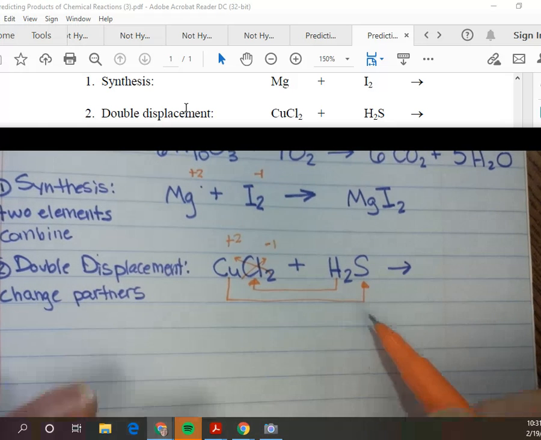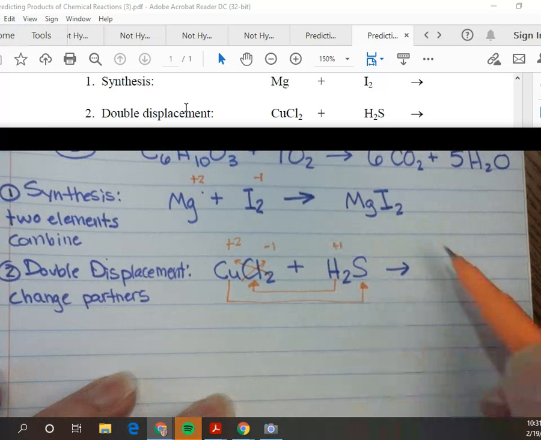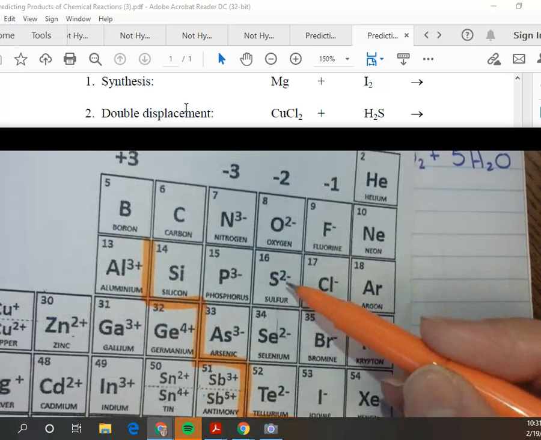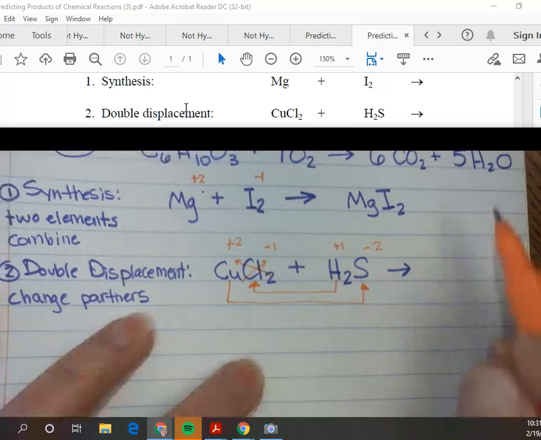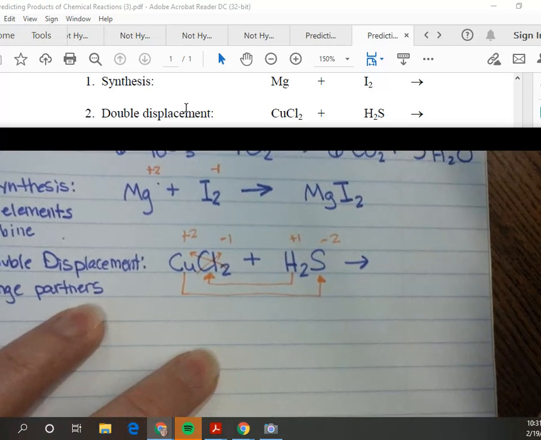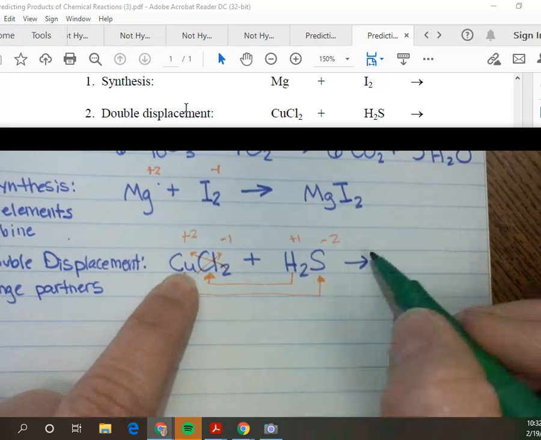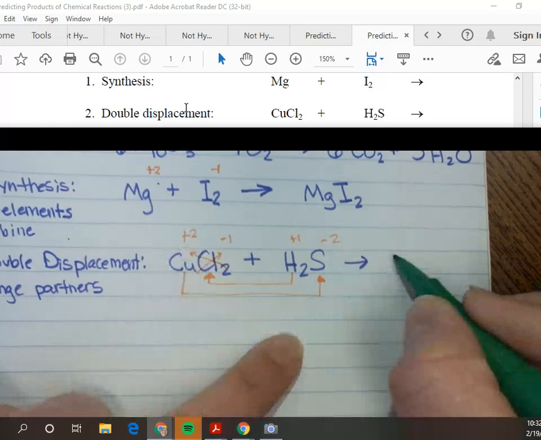Okay. And hydrogen we know has a +1. Sulfur, I'm going to bring it in, is a -2. So now we can form our new compounds. We're going to go with copper and sulfur, so the first and the last. Copper has a +2, and sulfur has a -2, so they're going to cancel each other out.